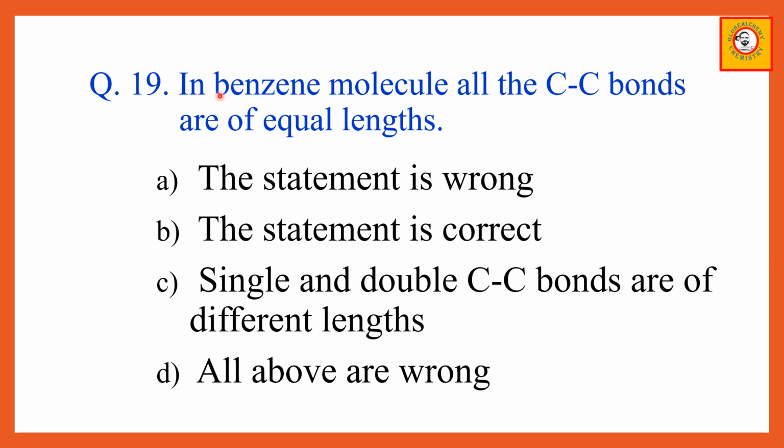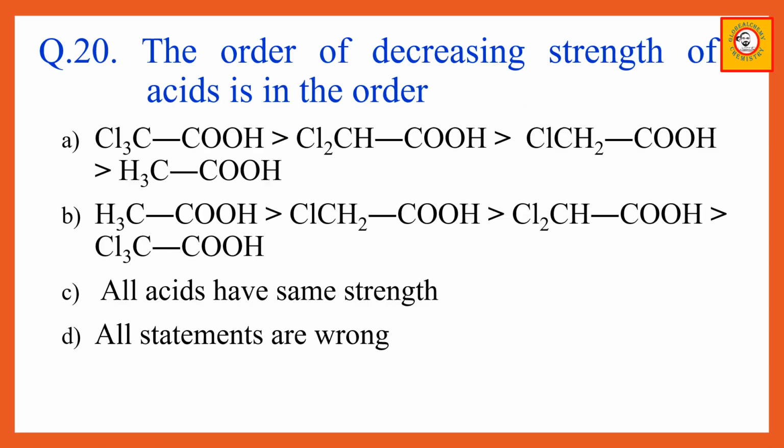Question 19. In benzene molecule, all the C-C bonds are of equal length. This statement is wrong or correct, or single and double bonds are of different lengths, and all above are wrong. The correct answer is the statement is correct. In benzene molecule, all the C-C bonds are of equal length. This is due to the resonance in the benzene molecule.